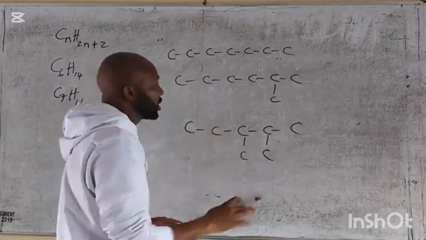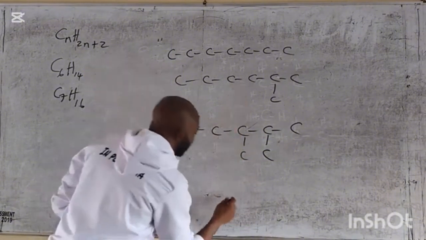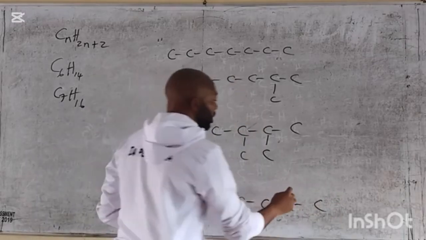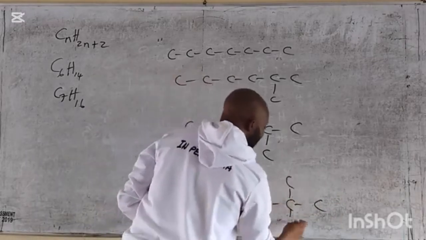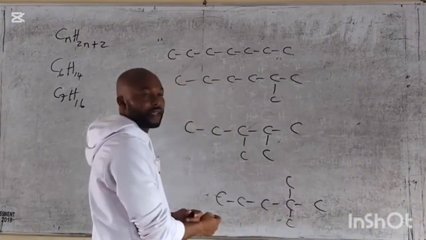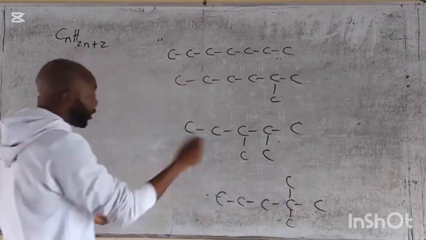I want to cut the same 2 again. Let's take it that way. 1, 2, 3, 4, 5. That same 2, but this time I put them on the same carbon atom. I have 2,2-dimethylpentane. Then I can still break it further.